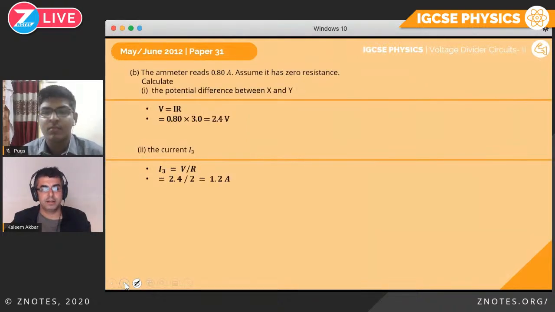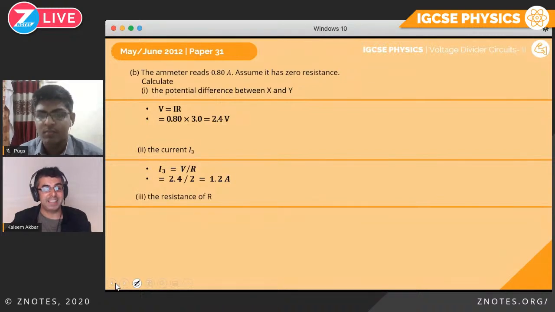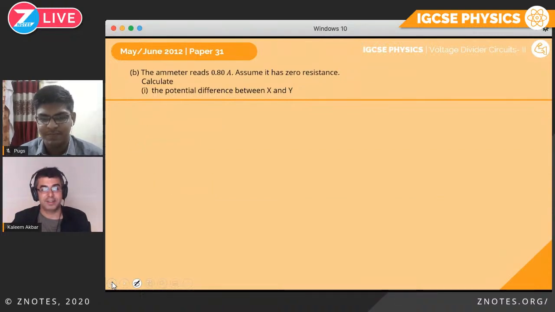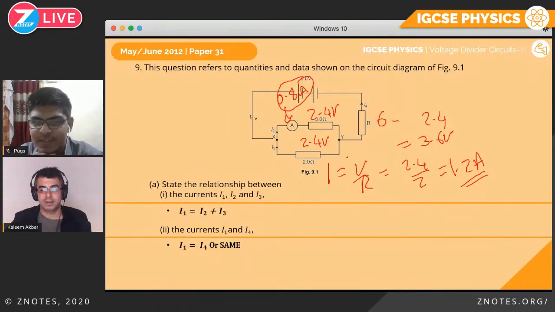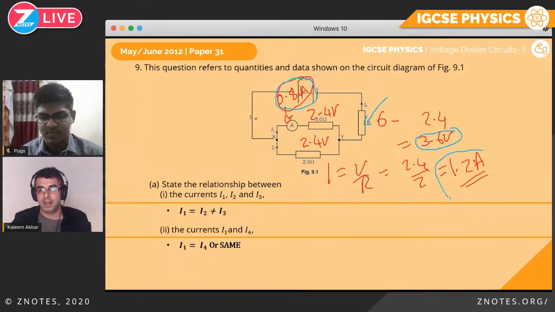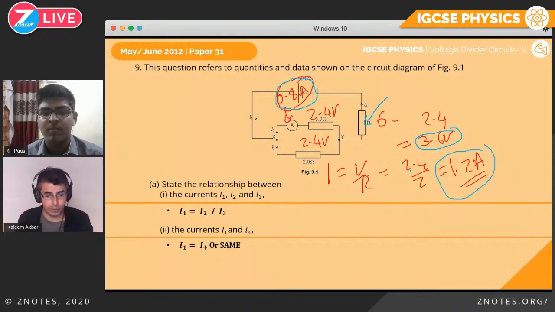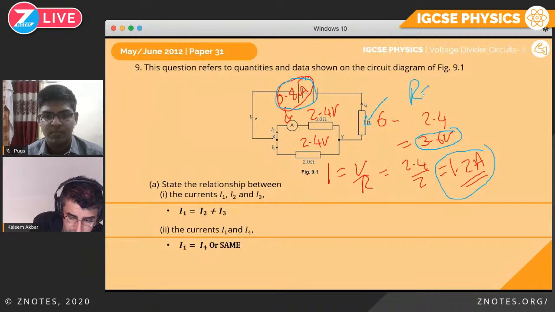So I3 was 1.2 amps, and then they said we want the resistor R. Now this might get a bit messy here, so let's pick a different color. Now they want that resistor right there. Well, how do you do it? I know that voltage is 3.6. And since I know I2 is 0.8 and I3 is 1.2, now I've got a total voltage and a total current. So R equals V over I.